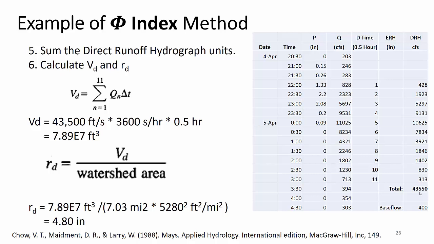So let's calculate the V sub D and R sub D. We know that V sub D equals 43,550. And we're going to multiply that times delta T, which is 3,600 seconds per hour times half an hour. So that gives us 7.84 times 10 to the 7 cubic feet of water, which is our total volumetric flow, if we look at that in a half-hour increment.